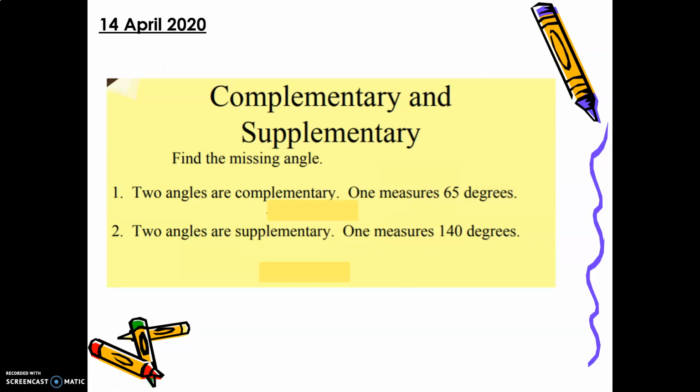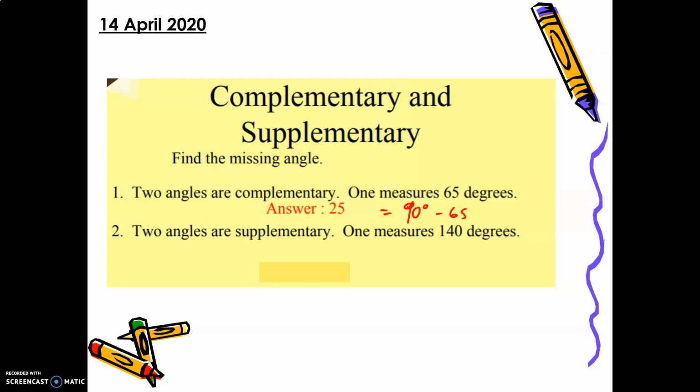So the important part of knowing whether something's complementary or supplementary is being able to answer questions. So here we've got two questions. There are two angles that are complementary. One measures 65 degrees. So what must the other be? Find the missing angle. It's a pretty simple calculation. We know complementary is 90 degrees, take away 65, and that equals 25.